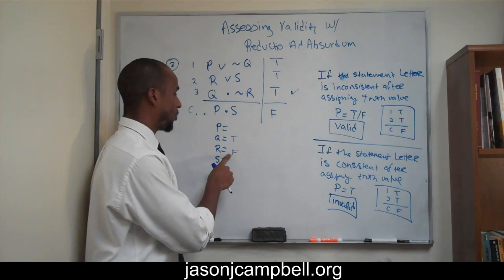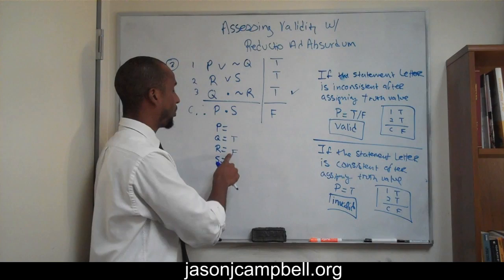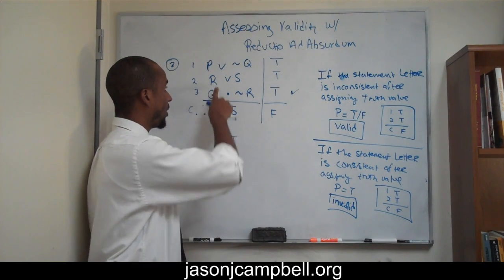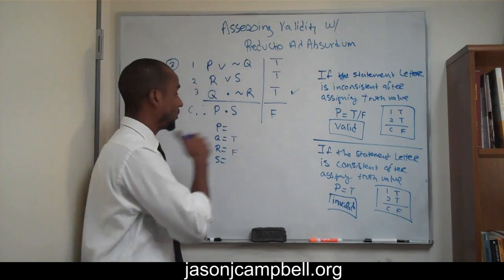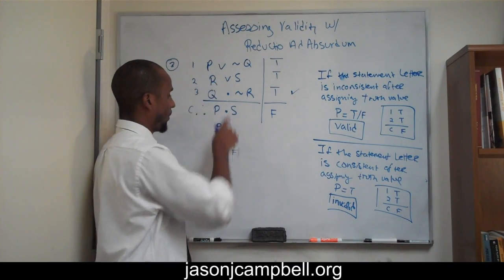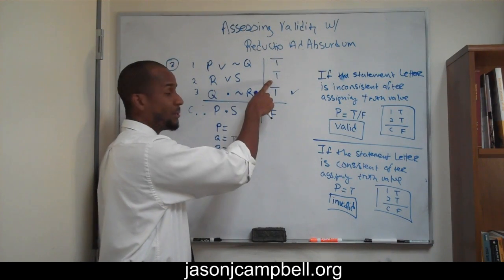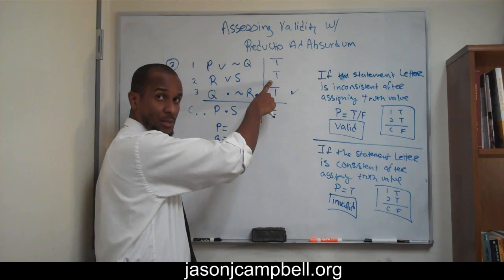Now what we can do is plug in our false for R in line 2, right? We can plug in our false for R in line 2. So we'll do that. If R is false, then we recognize S has to be true in order for the statement to be true, right?